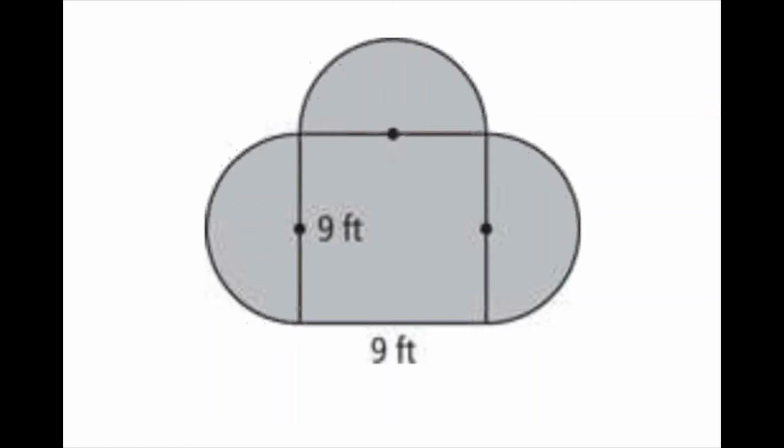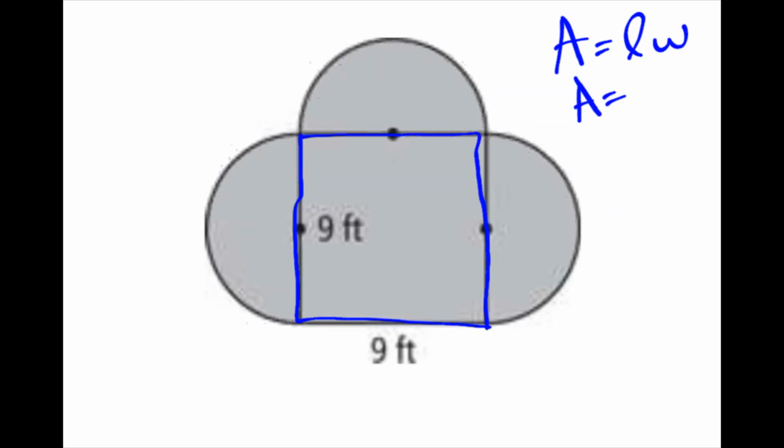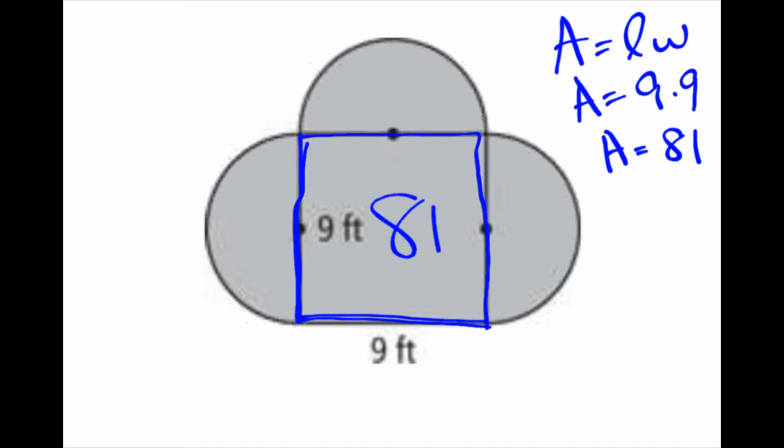Alright, here I have three half circles that are attached to what's really a square, but I'm going to consider it a rectangle. So I'm going to call this shape in the middle a rectangle, and I'm going to find the area of that right away. The length and width are both 9, so 9 times 9 would give me an area of 81. So that middle section is 81.